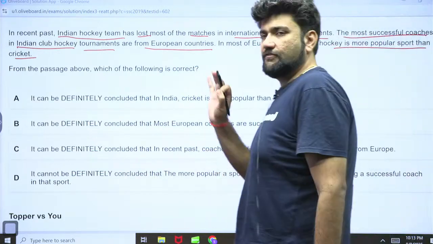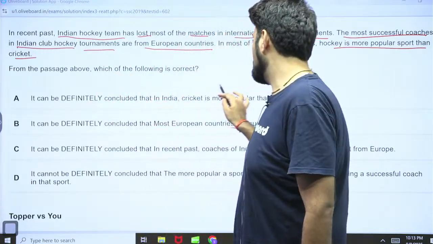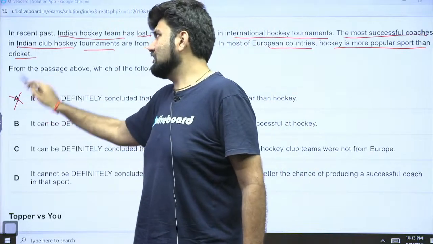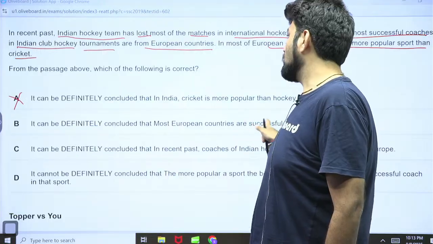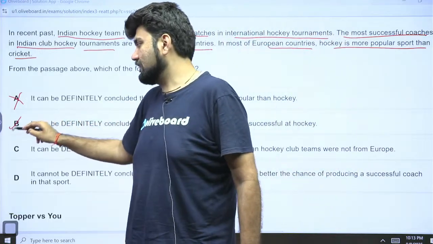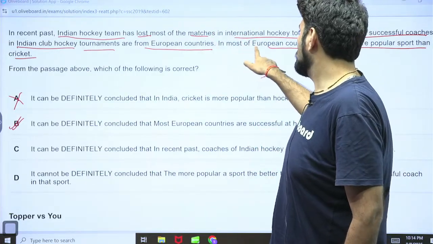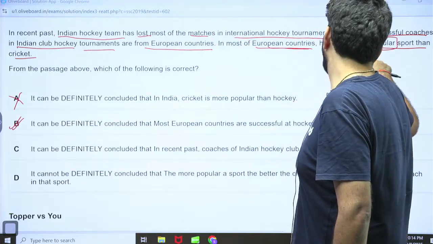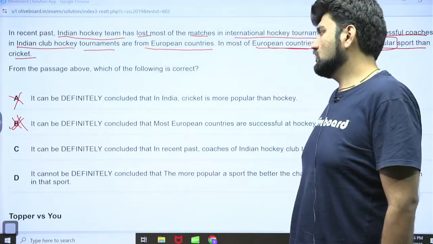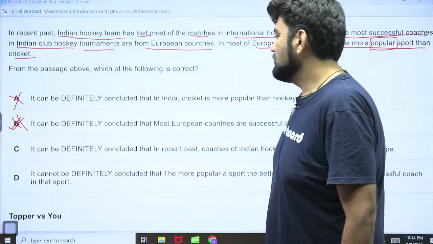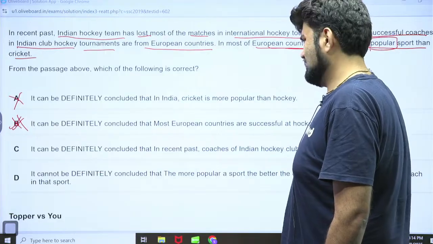Okay. Three different pieces of information are given to you. Now read this. From the passage above, which of the following is correct? It can be definitely concluded that in India, cricket is more popular than hockey. Is it mentioned anywhere? No. It can be definitely concluded that most European countries are successful at hockey. A lot of people will feel that this might be correct, that this is what they are trying to say. No. They are saying in most of the European countries, hockey is more popular. But we are not sure whether they are successful because of popularity or not. So this is also not right. It can be definitely concluded that in recent past, coaches of Indian hockey club teams were not from Europe.